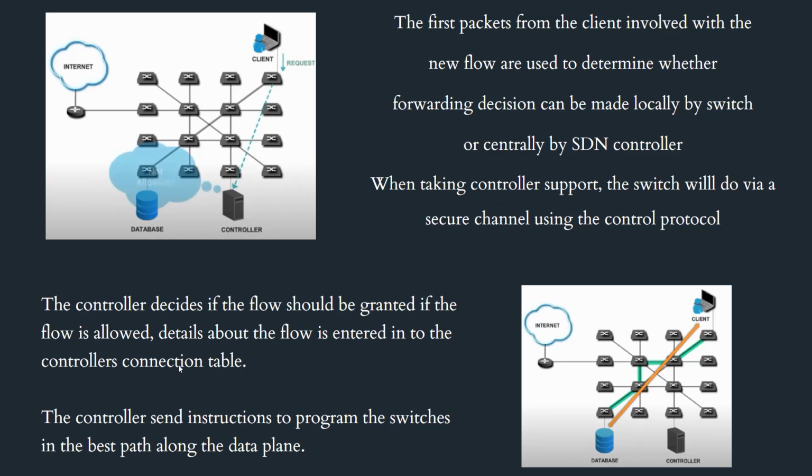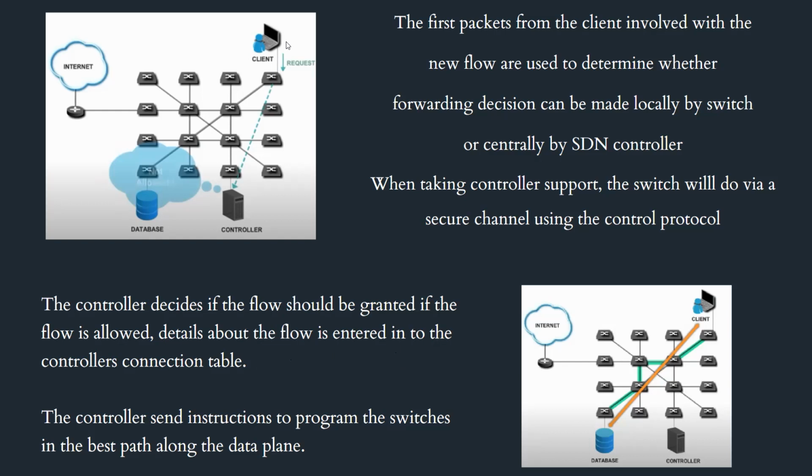The controller will also maintain flow tables or connection tables in its own server. It will have connection tables about each of the routers in the network. It knows the entire communication, how the communication will happen at each router, and what connections each router has with the other routers.